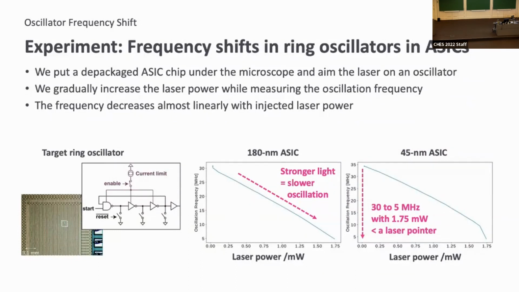These two figures show the relationship between the frequency and injected laser power. They clearly show that the frequency decreases almost linearly with the injected laser power. The starting frequency was around 30 MHz, and we could decrease it down to 5 MHz with 1.75 milliwatt laser power, which is weaker than that of a laser pointer.